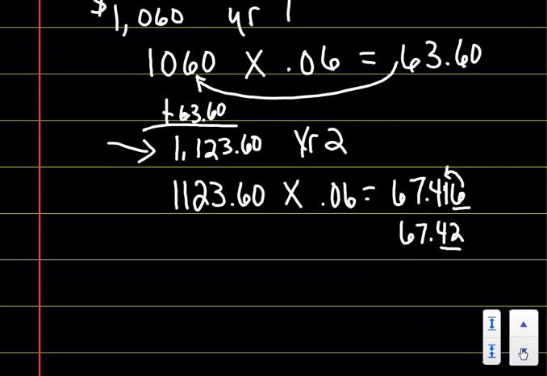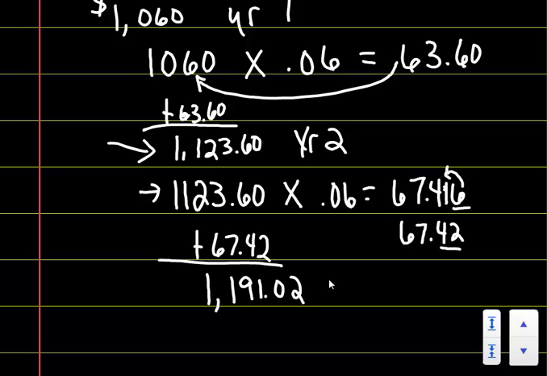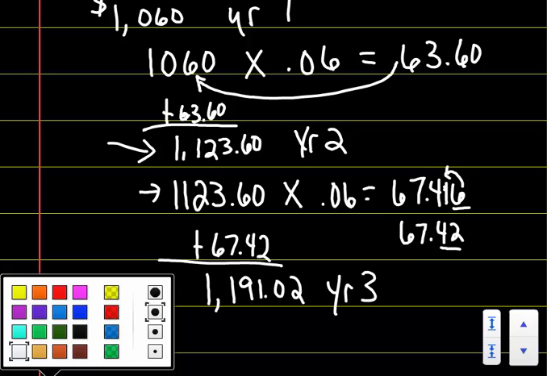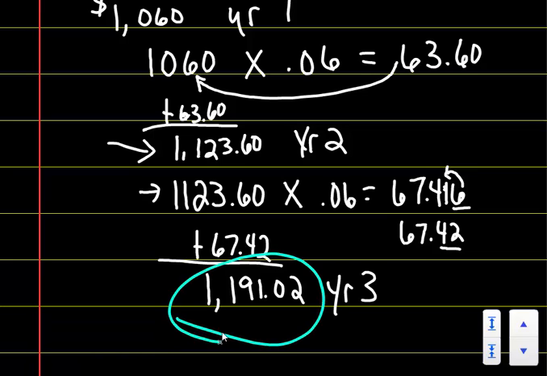So all we do is add plus 67.42 to what we started with, which is this number right here. And when I do that, I end up with $1,191.02. That's after year 3, and since that's what I was asked to calculate was 3 years, then this becomes my answer. And all I have to do is put a $ sign on that and put that down for my answer for the first one. It's not hard, it's not complicated. You just have to keep yourself from getting confused, and you have to just keep building year after year.